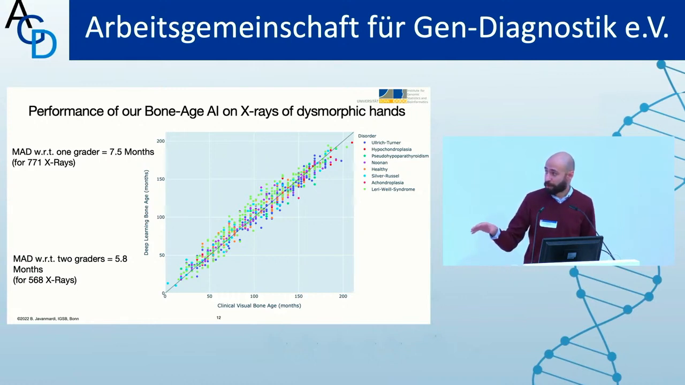And we know that some of the existing tools for assessing bone age currently available for clinicians fail to perform for some of these diseases, because the hand with some of these disorders is so dysmorphic that some of the conventional methods can't do that.